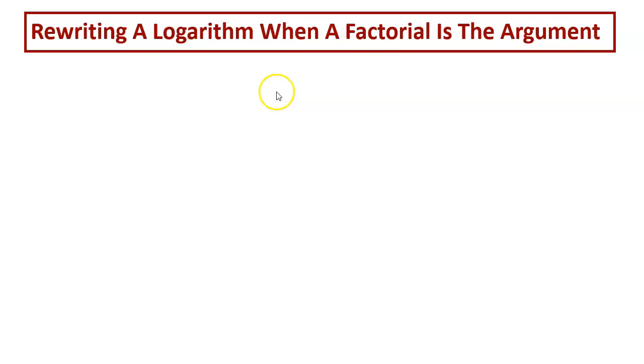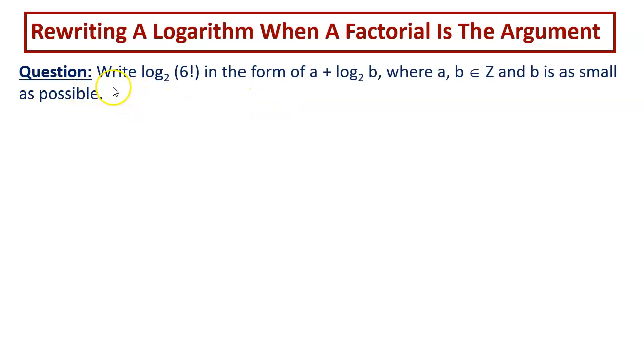Let us first of all look at the question. Write log of 6 factorial to the base 2 in the form of a plus log of b to the base 2, where a and b belong to the set of integers and b is as small as possible. That means we may have multiple values of b, but we should be giving the smallest value of b. That is one thing that we can understand from the question given.